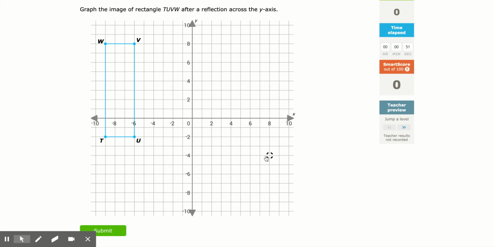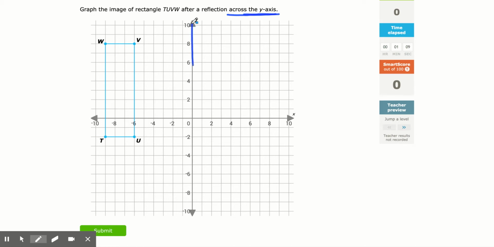Welcome. In this lesson, we're going to learn to do reflections. And reflections are just basically a mirror image of a figure across a specific line. So make sure you read carefully and you recognize what line we're going across. So this one, we're going across the y-axis.